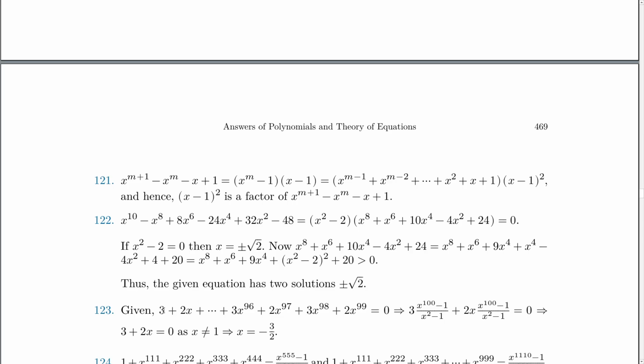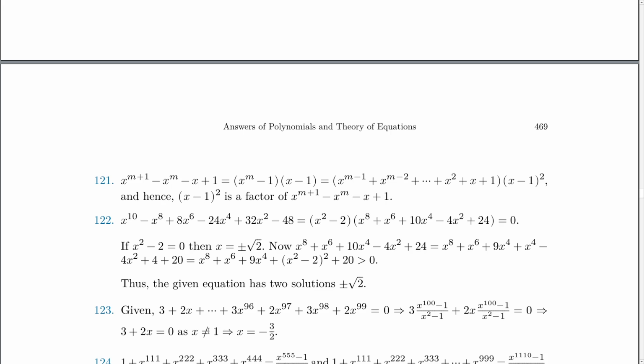So our first term for the term containing 3 is 3, and then we apply the geometric series summation. We get (x to the power 100 minus 1) by (x squared minus 1). And the second term would be 2x into (x to the power 100 minus 1) by (x squared minus 1), is equal to 0. Now, this implies that (3 plus 2x) is equal to 0. The reason is x is not equal to 1.